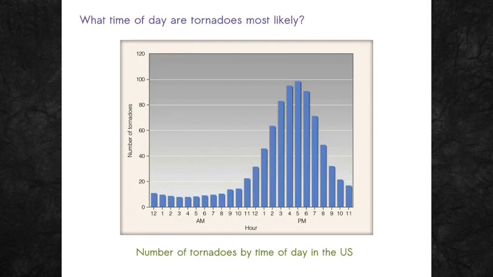Time of day, tornadoes are going to be most likely here in the late afternoon. That's when the storms have warmed up, the ground's warmed up enough to start kicking off storms. And so by late afternoon, early evening, so 5, 6, 7 p.m., that's when you're going to have a lot of these storms having been kicked off, and that's when you're going to have your tornadoes.